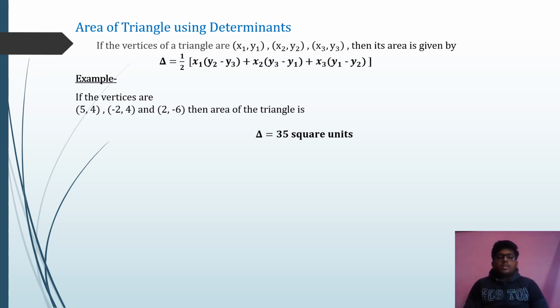And now the another topic is area of the triangle. As I told you before, we can find the area of the triangle by using a determinant also. Here is the formula. Here x1, y1, x2, y2, x3, y3 are the vertices. So here is an example. If you solve it by using the formula, you get the area of the triangle as 35 square units.